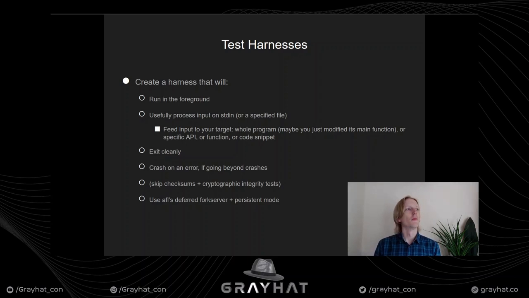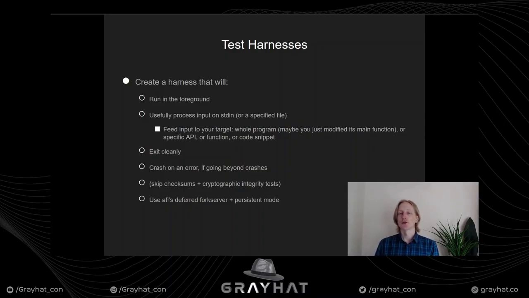which is like a wrapper around the code that you want to exercise, that you want to test, that allows you to hook up AFL to your program. So what does a harness have to do? It has to do all of these things that are listed here on this slide. So first of all, it has to run in the foreground. Your program can't fork off and run in the background because AFL will lose track of it. It has to just run and remain in the foreground like most programs do.